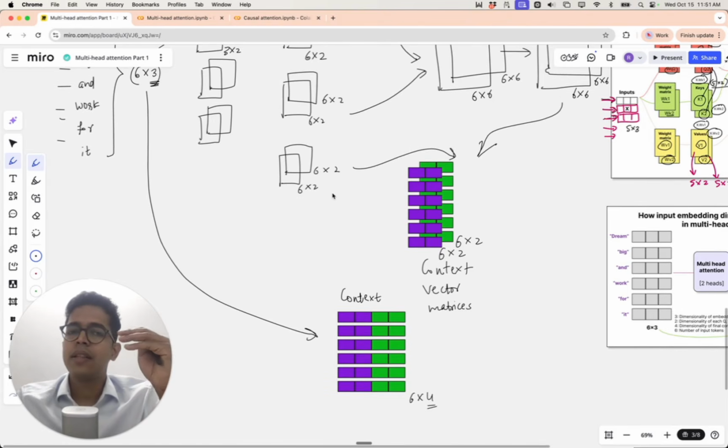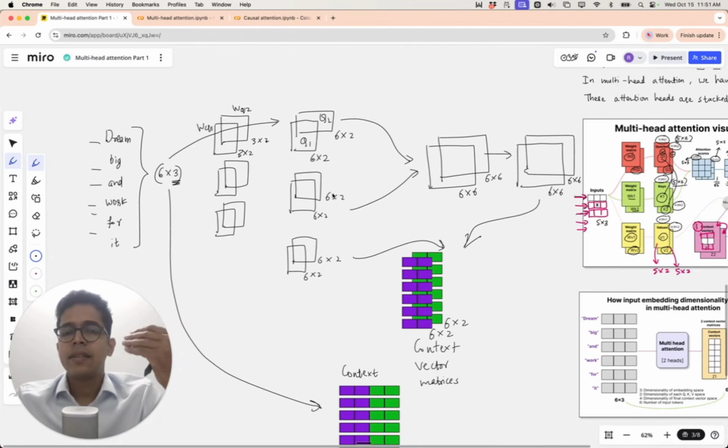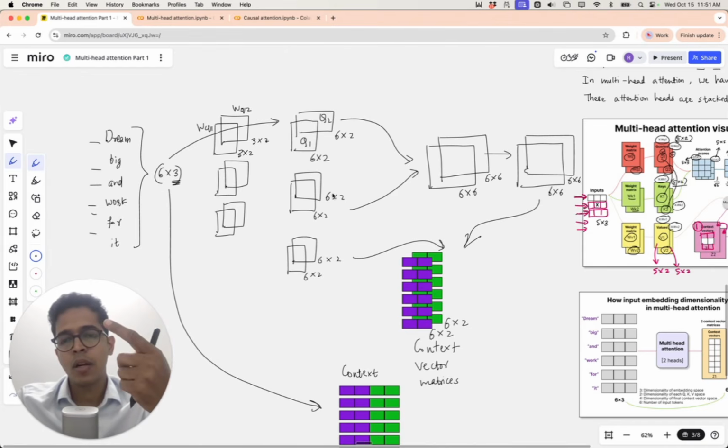But the actual reason why we have multiple attention heads is that each attention head, because it has trainable parameters, can train itself to learn different types of features in the input. So that the final context vector that comes out of this concatenation operation will be much richer than if you had just one attention head with just 3 trainable weights like WQ, WK, and WV. So that is what is happening.